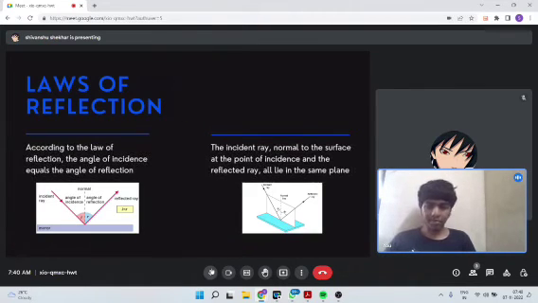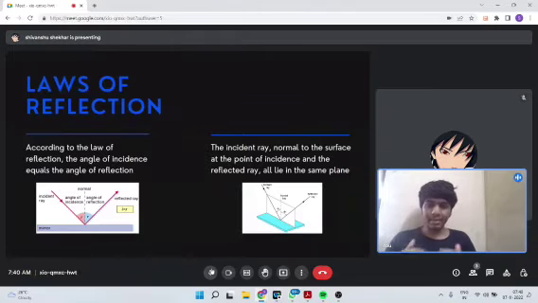So coming to the laws of reflection. There are two laws of reflection. One is that according to the law of reflection, the angle of incidence is equal to the angle of reflection. So when a light is incident on a reflecting surface, the angle at which it is incident with respect to the normal is the same as the angle to which it gets reflected with respect to the normal.